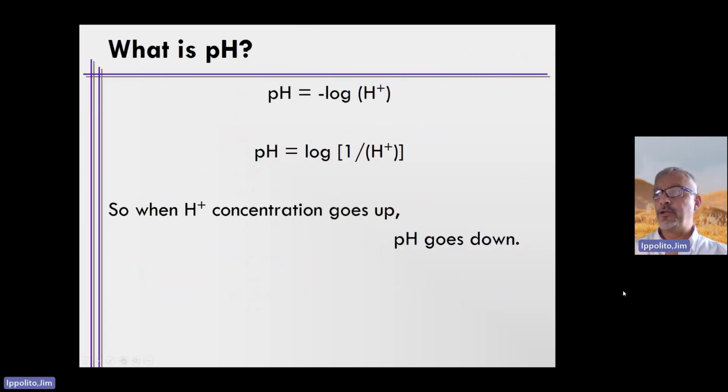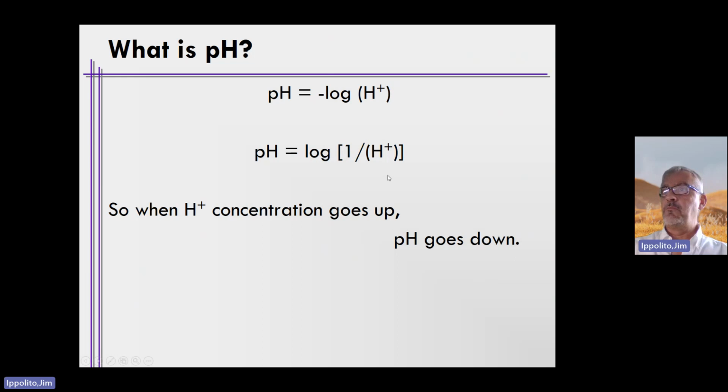And so what is pH? You've all learned about pH somewhere along the line in your career. pH is simply the negative log of the hydrogen ion concentration. That's what it's expressed here, right? It's on a log scale, and this will make sense in a minute. Another way to express it is pH is the log of 1 over the hydrogen ion concentration. Both of these equations equal one another.